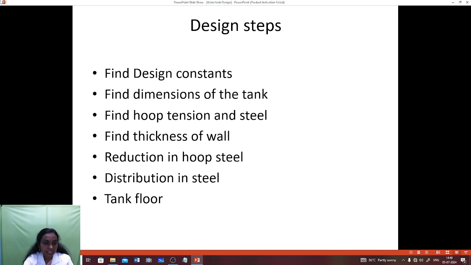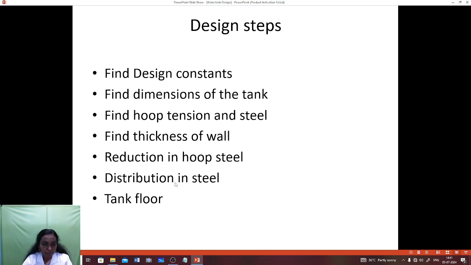Then the next step is the distribution of hoop steel. Reduction in hoop steel means that in the water tank, the pressure from the bottom to the medium level is high. When compared to the medium level to the top of the water tank, the hoop tension is reduced by half. So the reinforcement is distributed such that the lower half of the tank has more and the upper half has less. And the distribution reinforcement is 0.3 percent of Ag. Ag is the value of A into L.